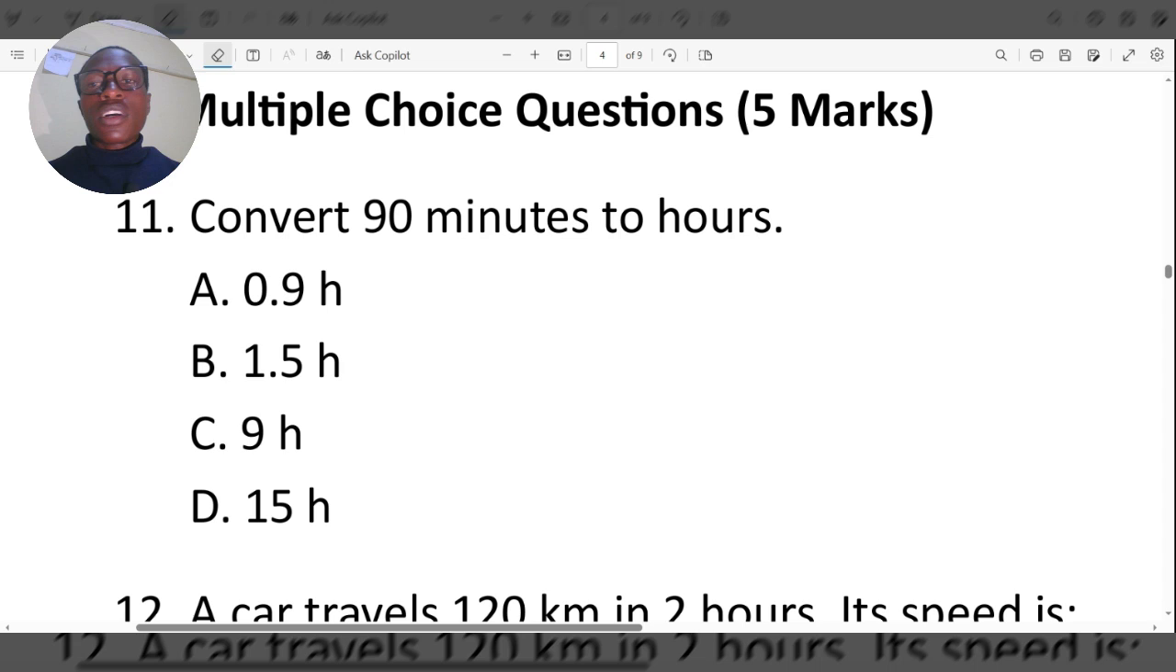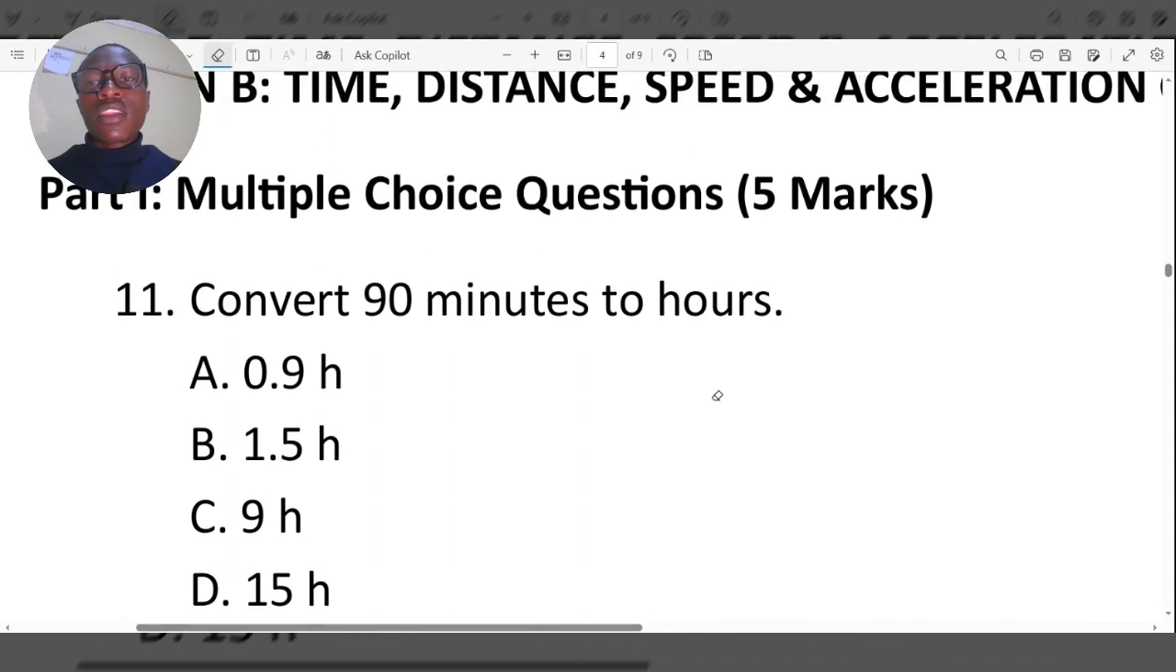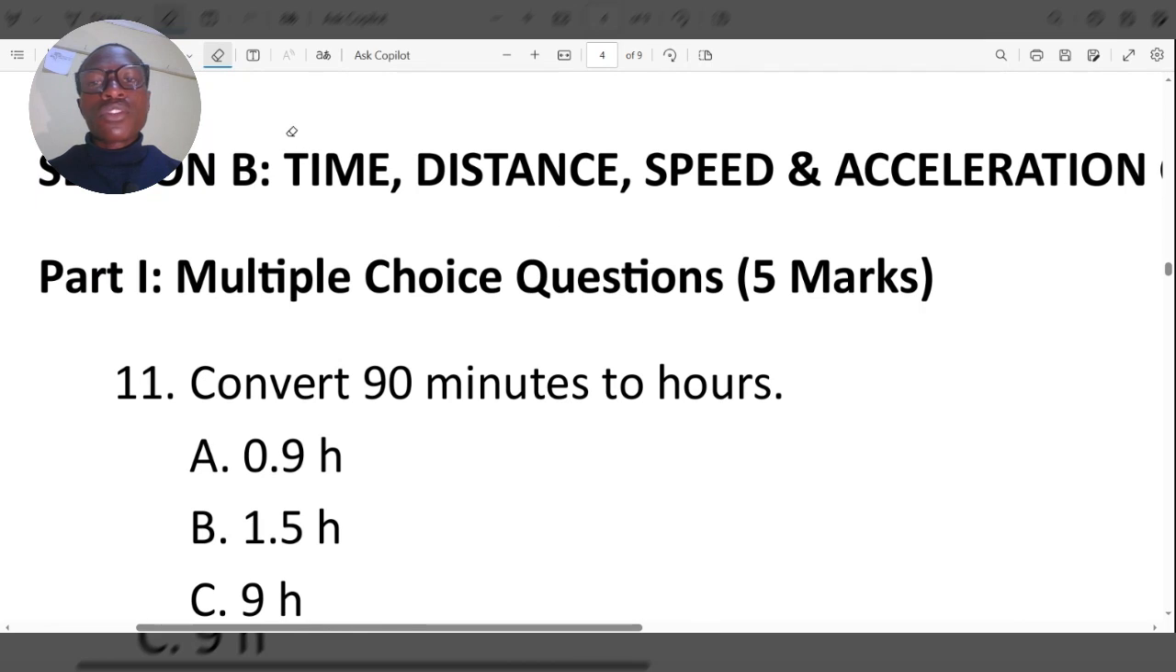Today I want us to learn the conversions from time, distance, speed, and acceleration. This is the third lesson in this series of conversions.